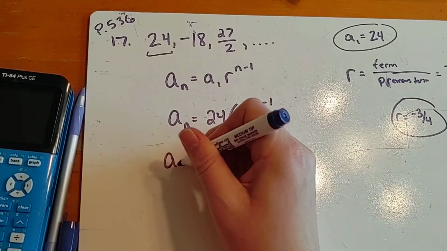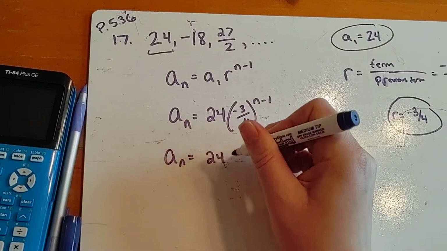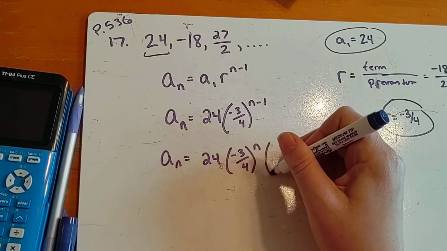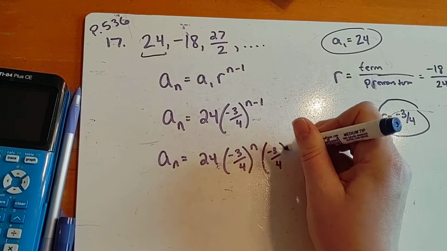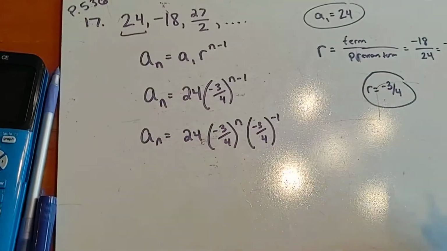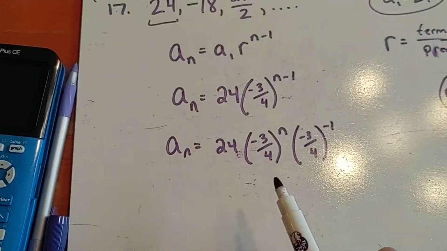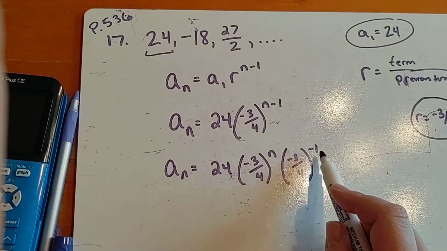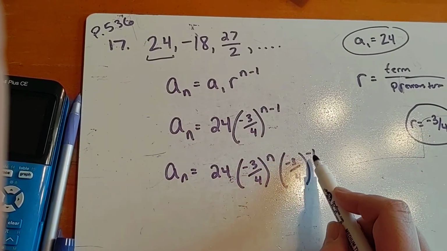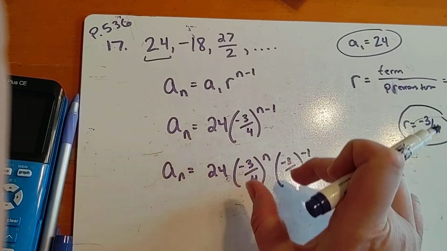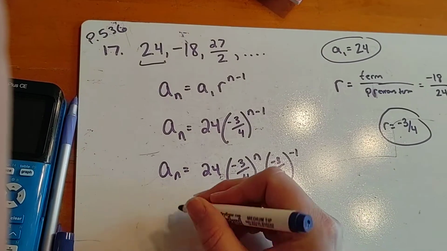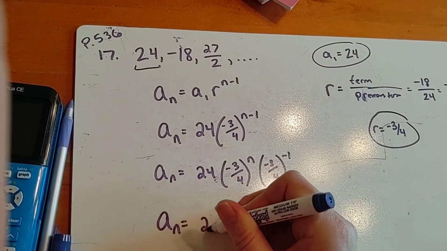So let's go ahead and break this up into 24 times negative 3/4 to the n power times negative 3/4 to the negative 1 power. And remember, I can always break up my problems in this way, because when I am multiplying like bases, I add the exponents. And if I add n and negative 1, I would get n minus 1. So I can break this up into this multiplication problem. All right, so let's go ahead and continue simplifying.